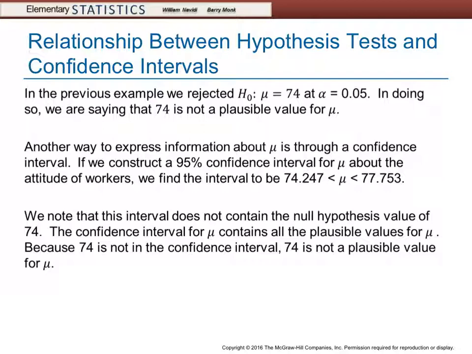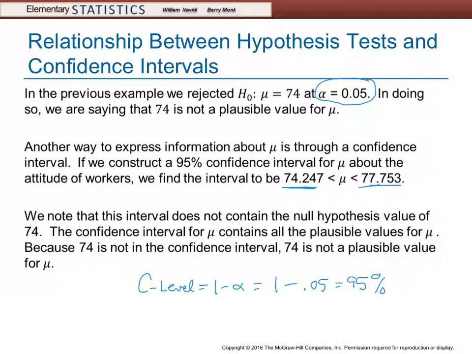74.247 less than mu, which is less than 77.753. In other words, here's the lower bound of our confidence interval, and here's the upper bound of our confidence interval at 95%. Notice our confidence level, our C level, is equal to 1 minus alpha. In this case, since alpha is 5%, 1 minus 0.05 is equal to 95. So we have to calculate a 95% confidence level when we use alpha at a significance level of 0.05.